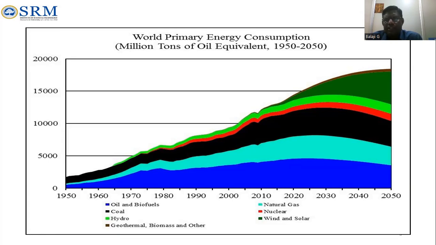But in the future, wind and solar are drastically improving. It is mainly due to the renewable nature. All people, the UN and the SDG also, are promoting the renewable sources. So these two are leading in the renewable source category. Then geothermal, biomass, and others, if you see, are increasing, but that will be less compared to other sources.